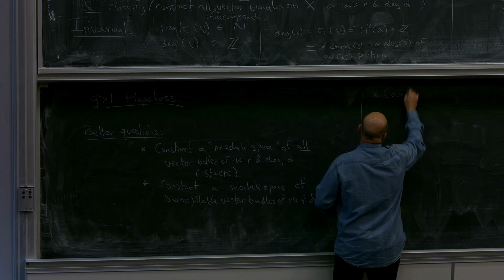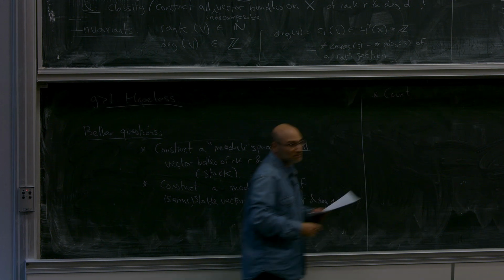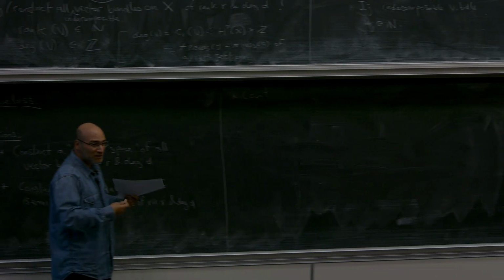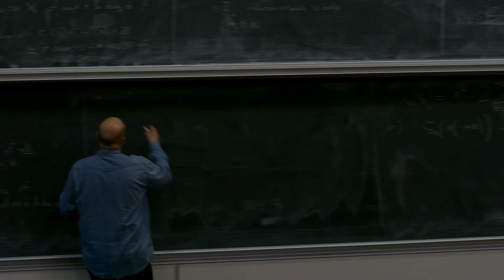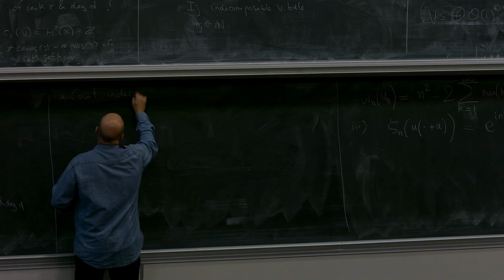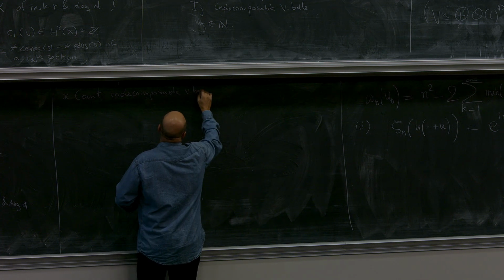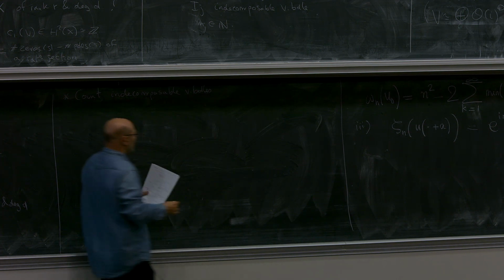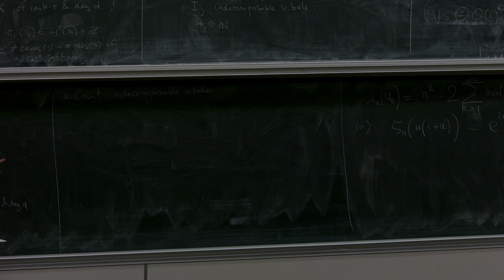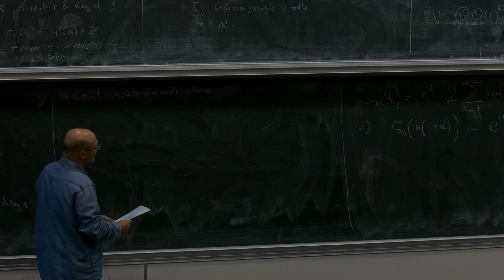So what I want to talk about is, let's try to count. We cannot classify them. We cannot construct them. Maybe we can still count them. So count indecomposable vector bundles. So this is very easy. The answer is infinitely many, as soon as we're in genus greater or equal to 1.